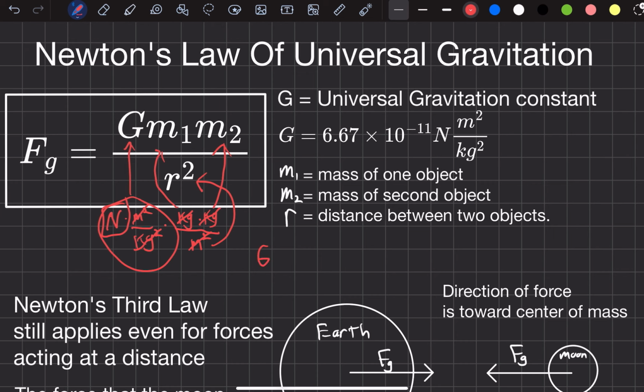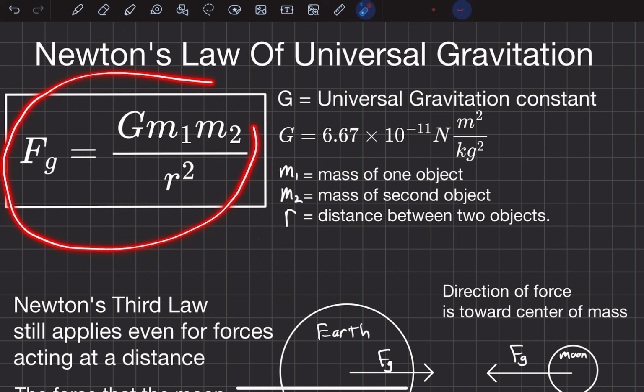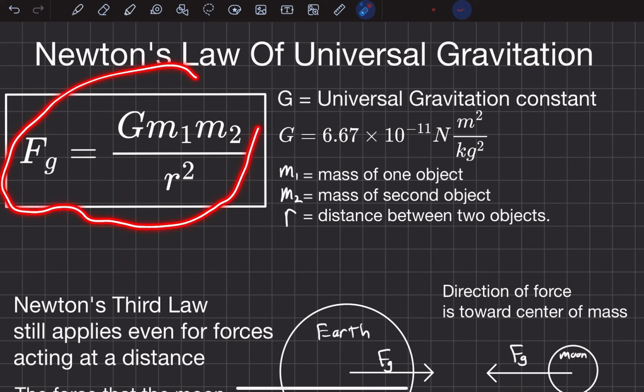Another way to have done this is we could have solved this equation for the universal gravitation constant, which would then be force times the distance squared divided by mass 1 times mass 2, which would ultimately get us a newton times meters squared divided by kilograms squared. So that's another way to prove that the units of this universal gravitational constant would be newtons times meters squared divided by kilograms squared. So that's the equation for Newton's law of universal gravitation. Turns out this equation right here, besides some of the cases where I mentioned before, is always true.